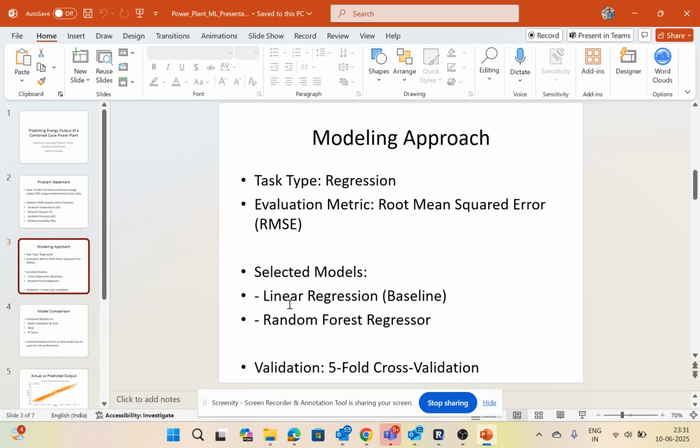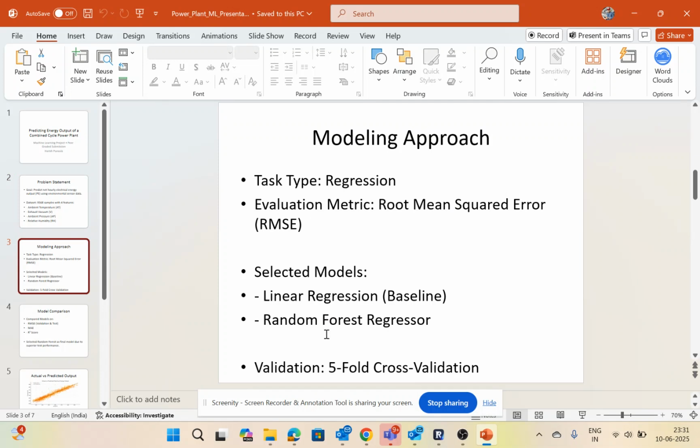Coming to the modeling approach, since we are predicting a continuous variable, this is clearly a supervised regression task. I chose root mean squared error, RMSE, as my primary evaluation metric. The reason behind selecting RMSE is that it penalizes large errors more than smaller errors, which is important when predicting energy output. Minor mistakes might be acceptable, but large deviations could lead to serious operational inefficiencies.